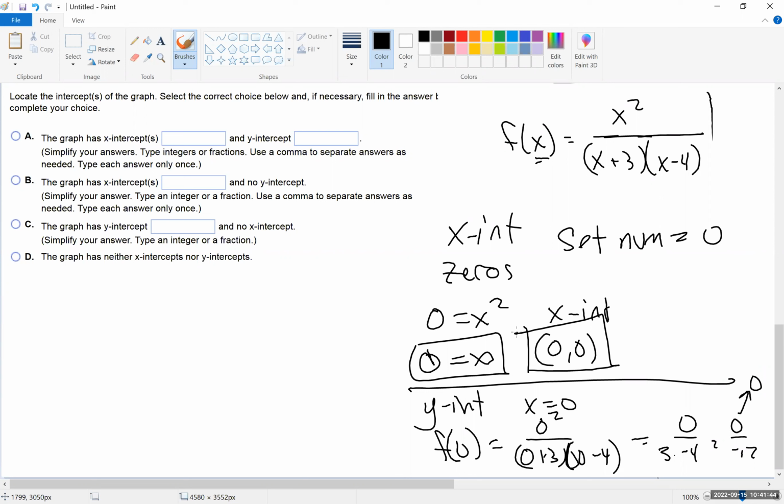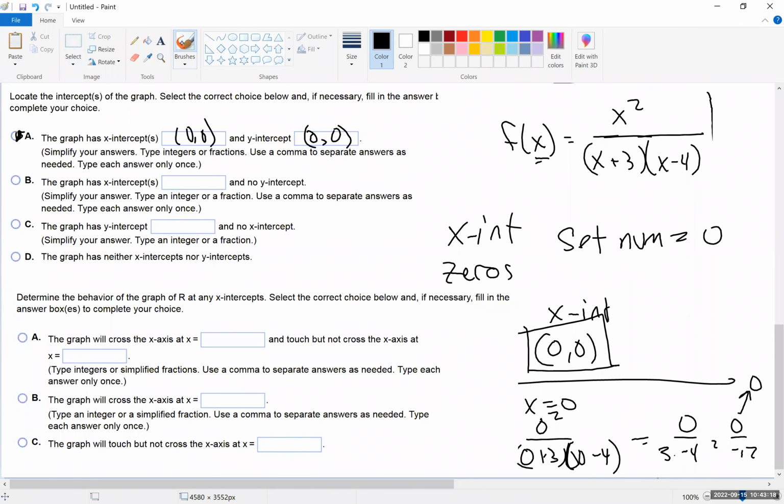So the one that we're going to select here is the graph has an x-intercept at 0, 0 and a y-intercept at 0, 0. So this one we're going to select A. Any questions on that? Should we pause the recording and see if there are questions? We've done a lot. We know the x and y-intercepts are both 0, 0.